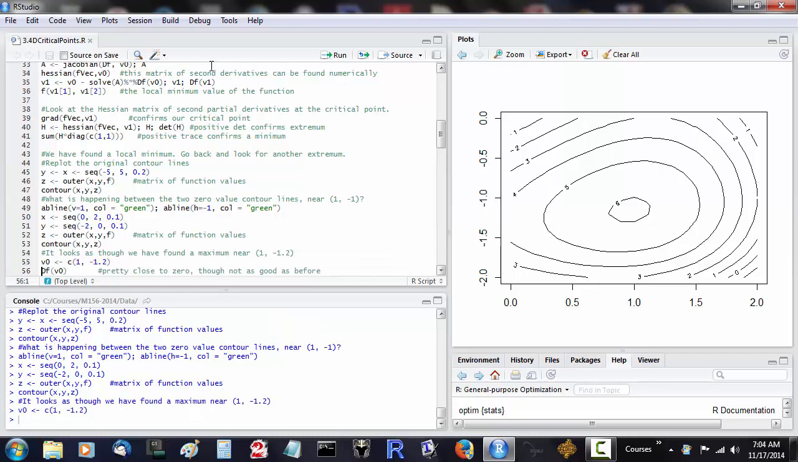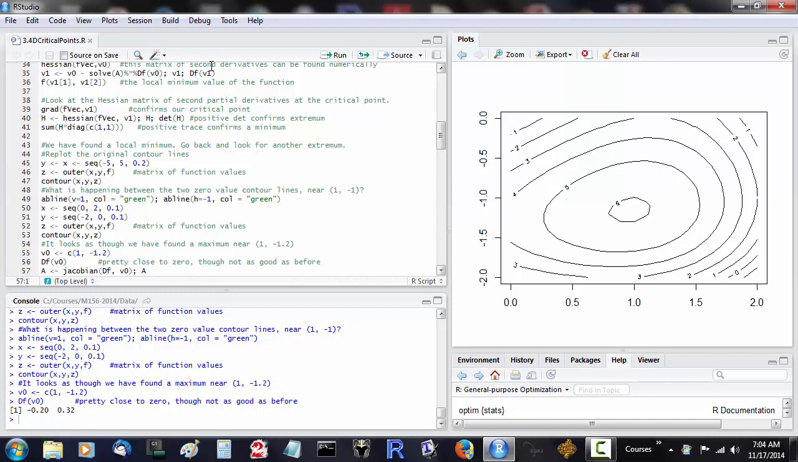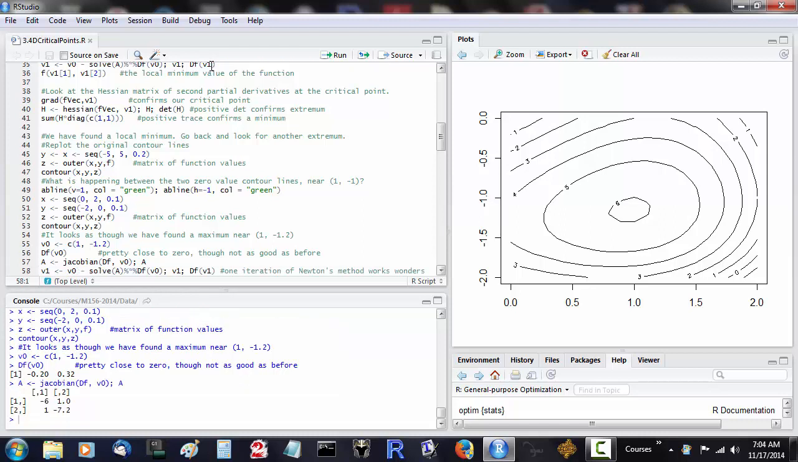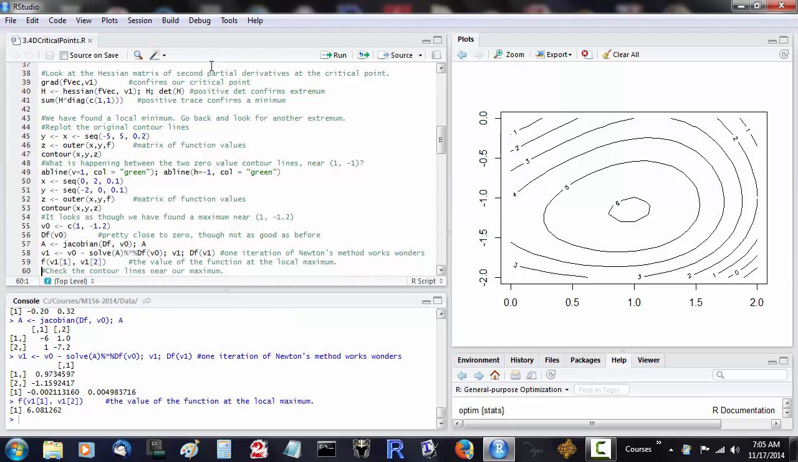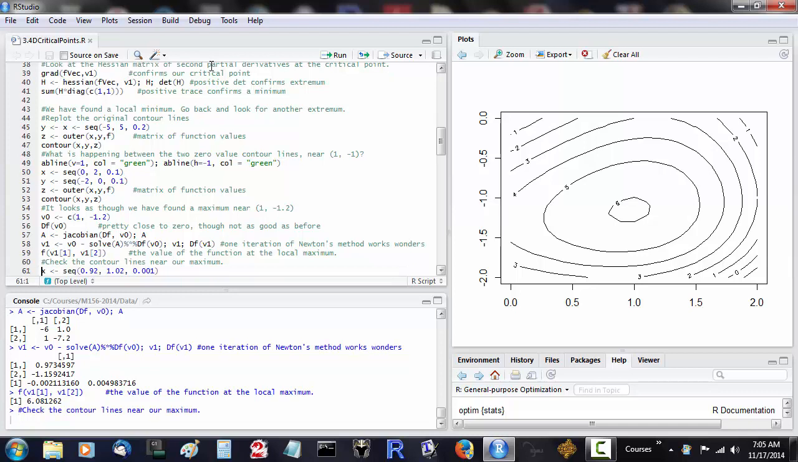Make a guess about where it might be. Check the partial derivatives. They're close to 0, but not good enough for us. However, Newton's method usually works wonders, and when we use the standard Newton's method, this would be a real pain with pencil and paper, by the way, we find a place where the partial derivatives are both very close to 0. Namely, one of them's minus 0.002, the other is plus 0.004. And when we evaluate the function there, we find 6.08, the maximum value of the function.